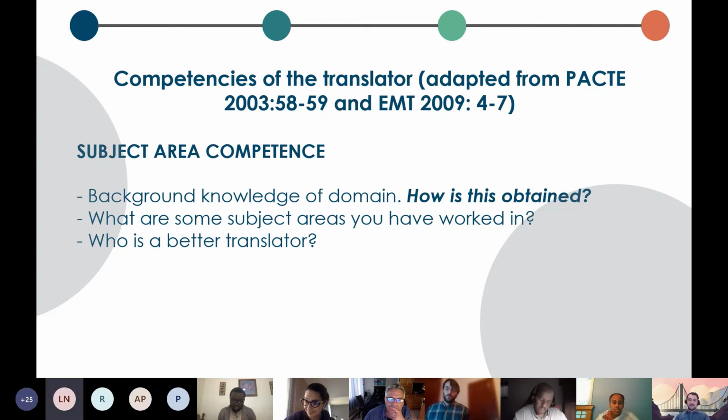Read. Yes, very good. Read. That's probably the easiest and usually more cheap. That's the cheaper way of doing it.